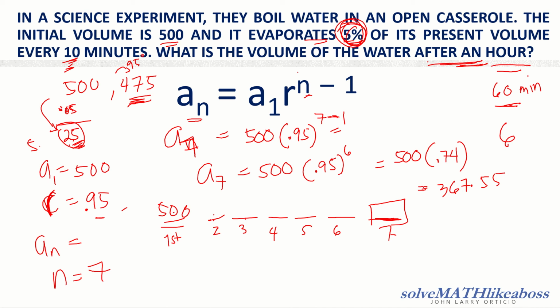So, ibig sabihin, after an hour, ito na ngayon yung volume ng sa open casserole. 367.55. Okay? So, that's the answer. Okay, pang A sub 7, 367.55. So, ganun lang yung gagawin nyo. Okay?